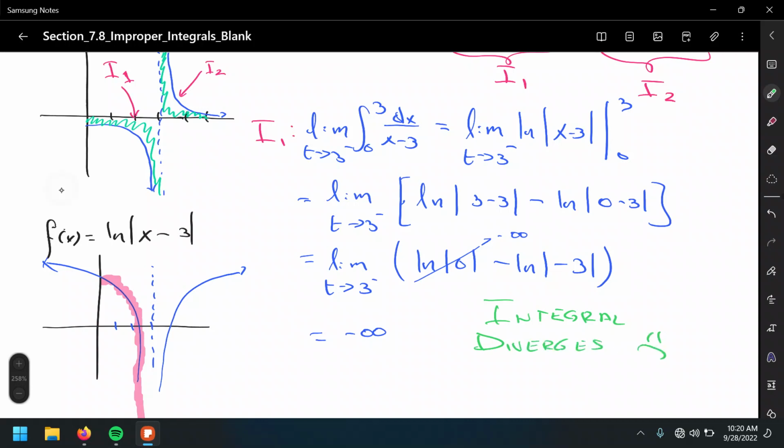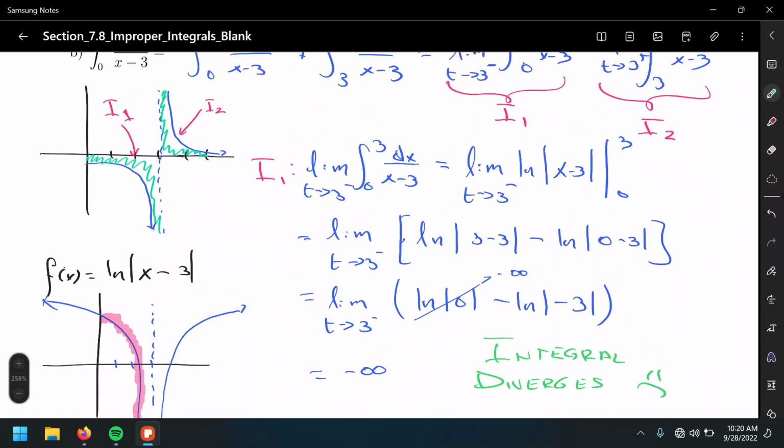Notice in this case we split the problem into two separate integrals. The minute one of the two integrals diverges, no need to bother and do the second integral, because even if the second integral converged, here we already have some negative infinity, so a limit that does not exist, so that means the integral diverges.